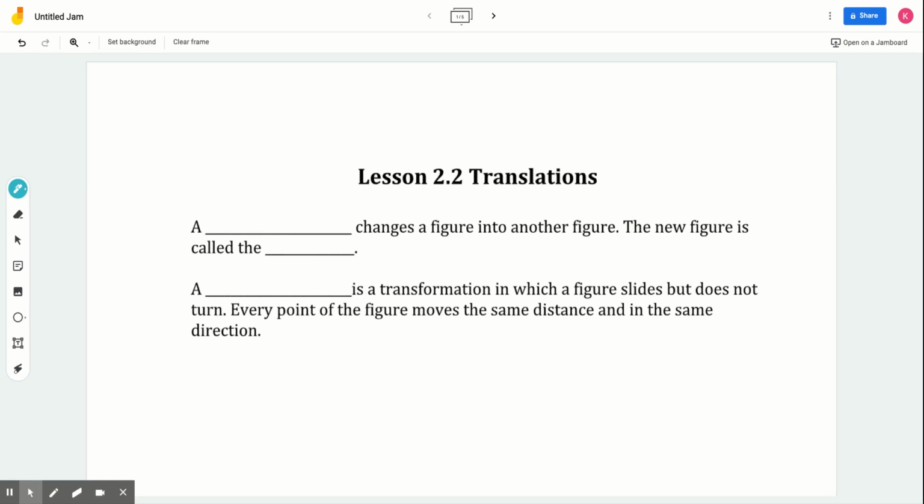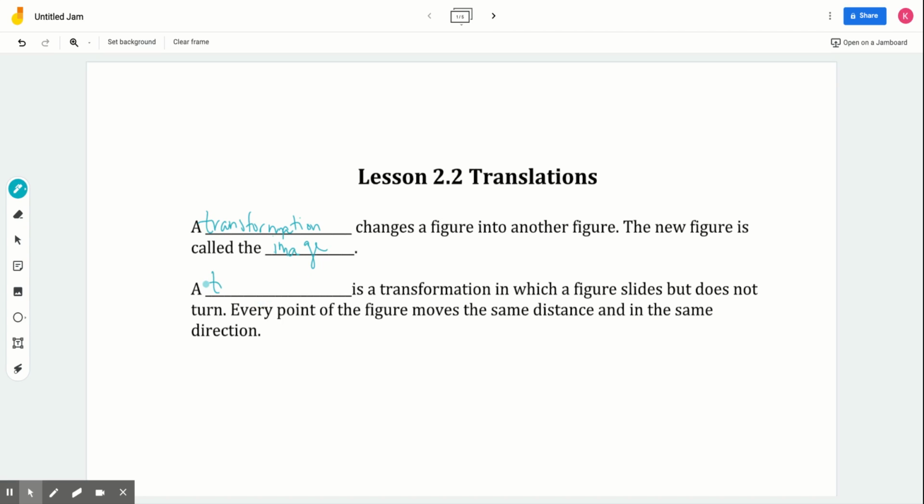Today we'll be talking about lesson 2.2 on translations. So we're going to start by filling in these definitions. So a transformation changes a figure into another figure. The new figure is called the image.